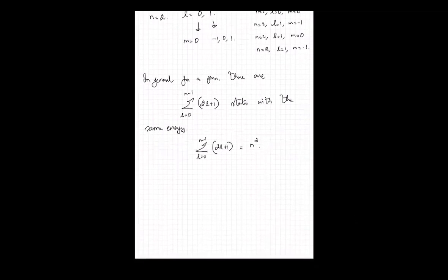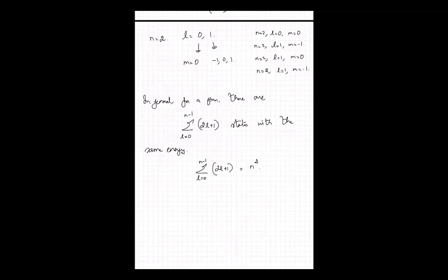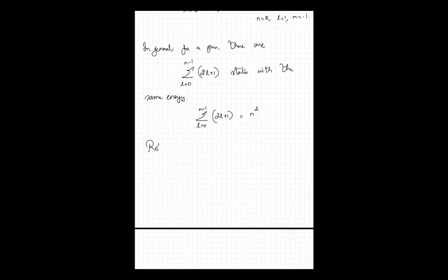This means that if you apply the rotation operator, you can rotate from the state L equal to 1, M equal to 0 to L equal to 1, M equal to minus 1. So the rotation operator mixes states with different values of M.